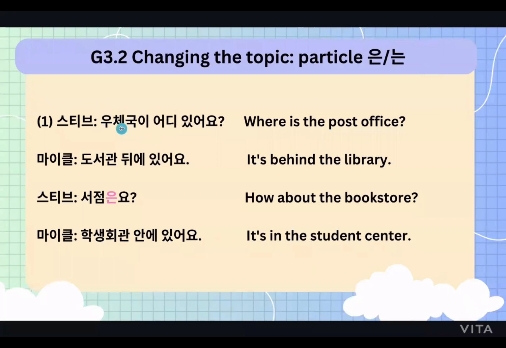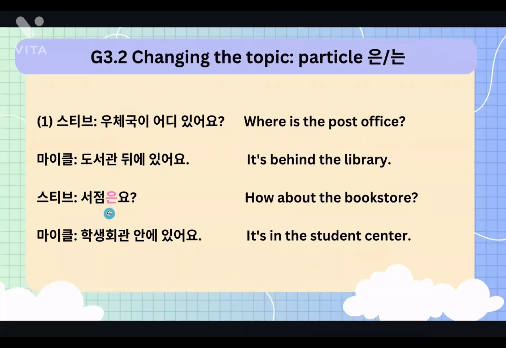자, Steve asked, 우체국이 어디 있어요? 자, 우체국 post office, 그렇죠? Where is the post office? And then Michael said, 도서관 뒤에 있어요. 자, 여기 있네요. relative, 그쵸? 지금 now just we learned about the relative position, 그쵸? 자, 그래서 도서관 뒤에 있어요. It's behind the library.